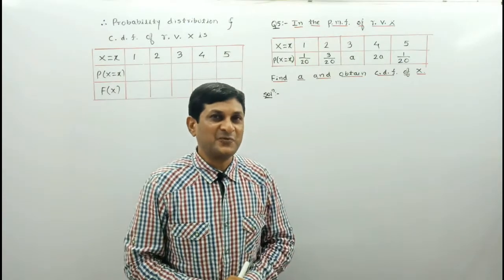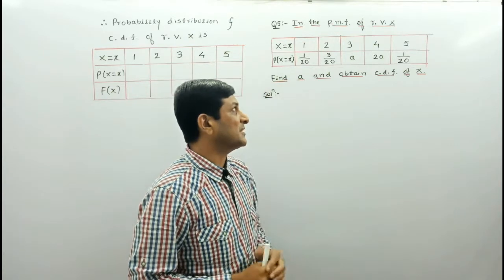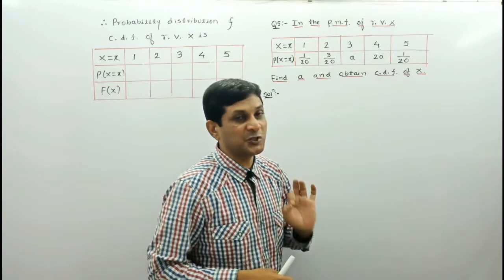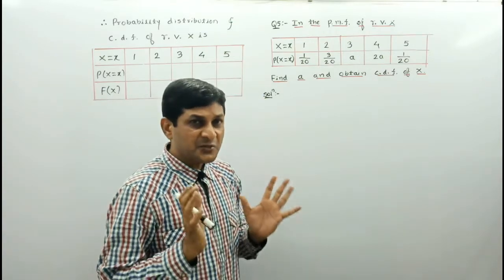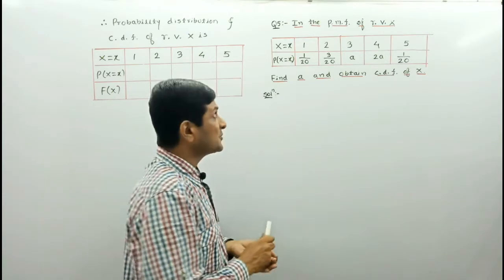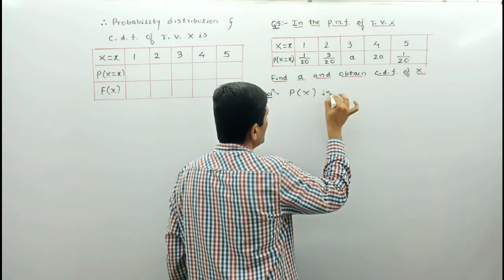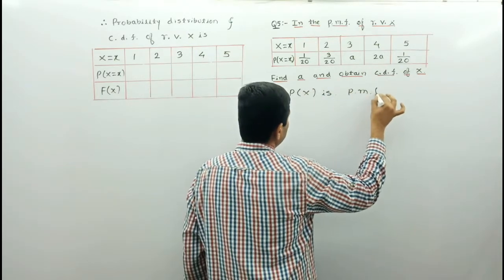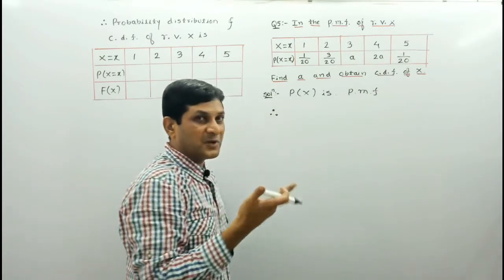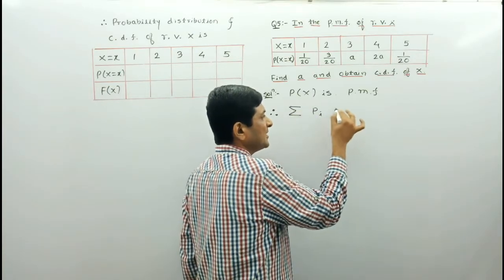Now see question number 5. In this question, the probability mass function of a random variable is given to us. Using this, we have to find the value of a and the CDF, the cumulative distribution function of X. So first let us try to find our first required value, that is a. Using the condition that P of X is a probability mass function, this is the given condition. So if P of X is a probability mass function, then our result is that the sum of all probabilities will be equal to 1. So summation Pi is equal to 1.